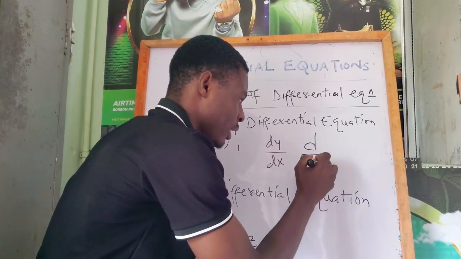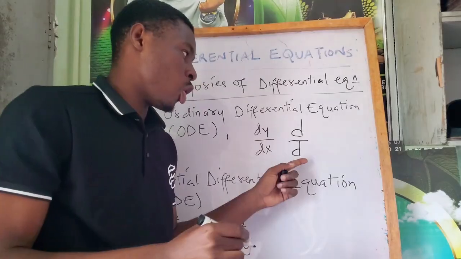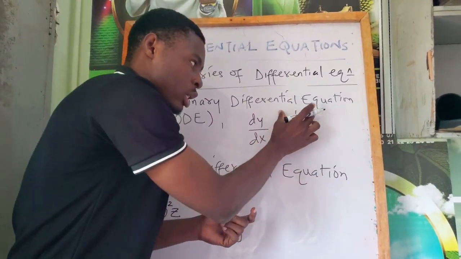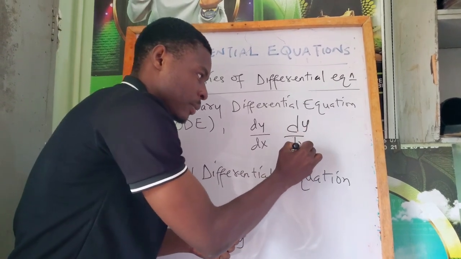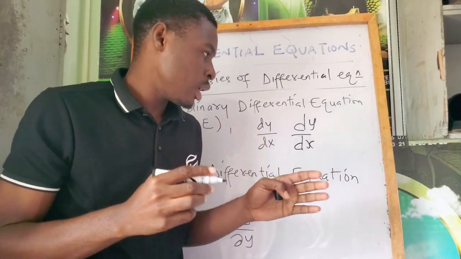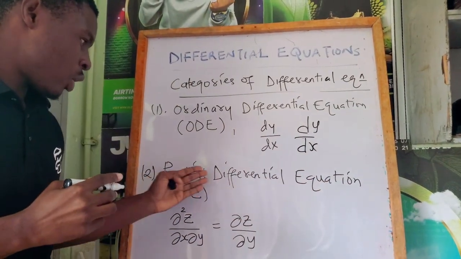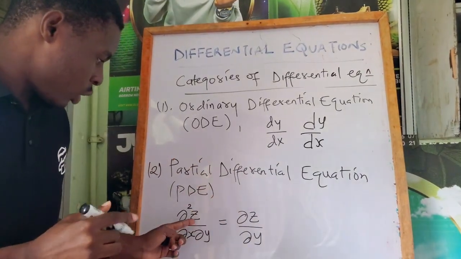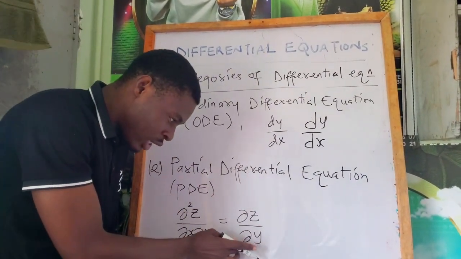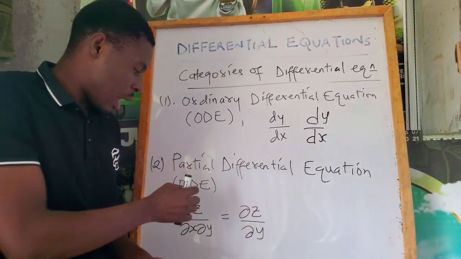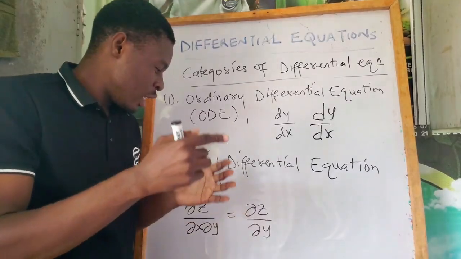These normal looking d's, they are all called ordinary differential equation. So any differential equation with this type of d, with this type of differential coefficient, is called an ordinary differential equation. And the second one is partial differential equation. Any differential equation with these weird looking d's, they are all called partial differential equation, and it is abbreviated PDE.